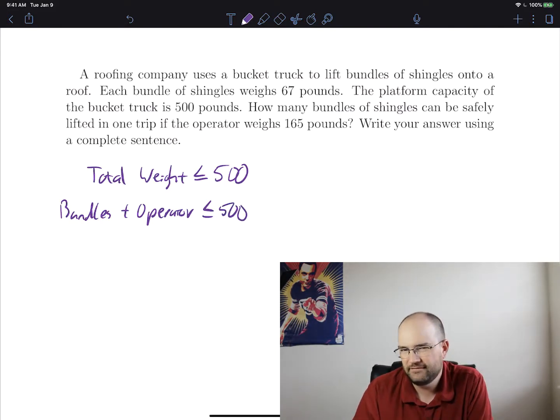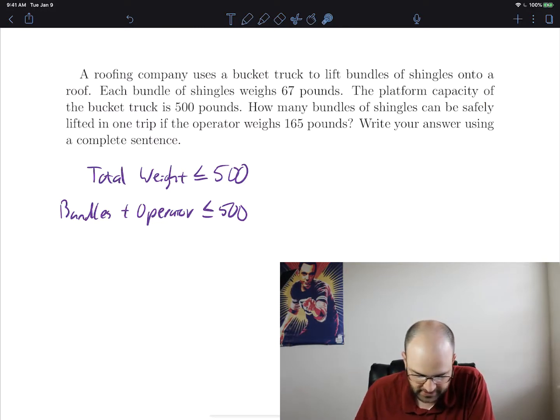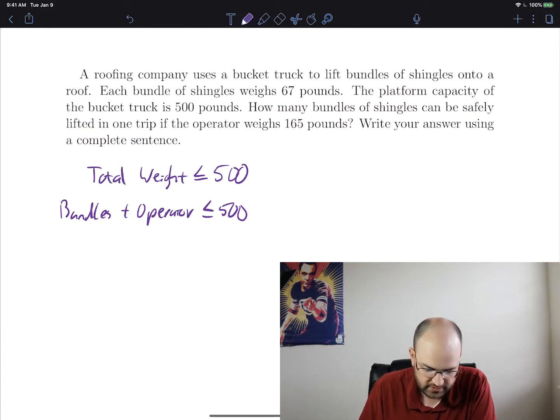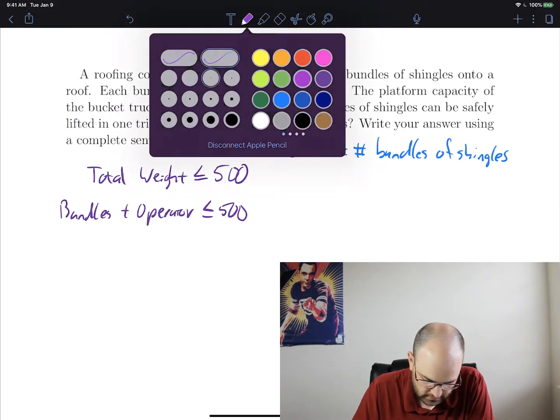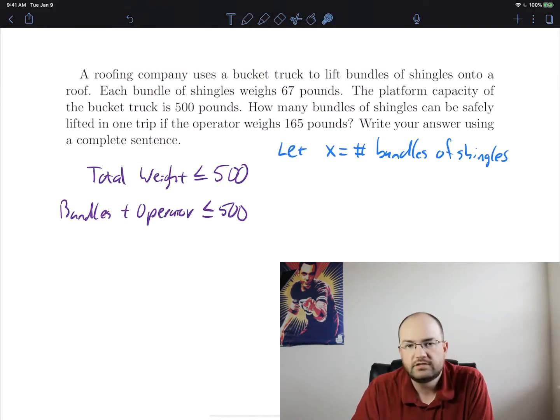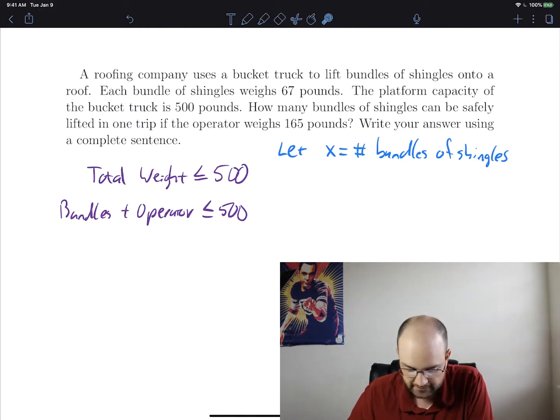Okay, now we still don't have a variable here, so let's look at this. The platform capacity, and so on. How many bundles of shingles can be safely lifted in one trip? So I'm going to define a variable here. I'm going to let x equal the number of bundles of shingles. Now, what would be the total weight of the bundles of shingles if I brought in x bundles?